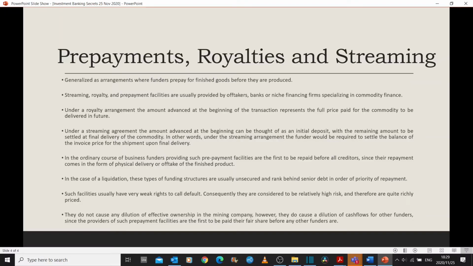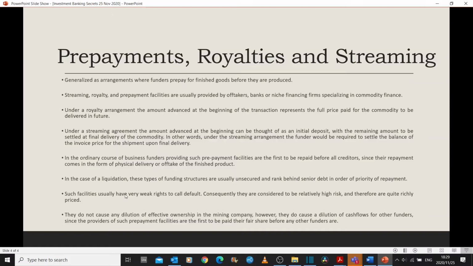So you're super senior in the ordinary course of business, but in a liquidation, when you want to attach the furniture, the cars, and all the assets, you have to wait until the senior lenders are made whole before you can make a claim.